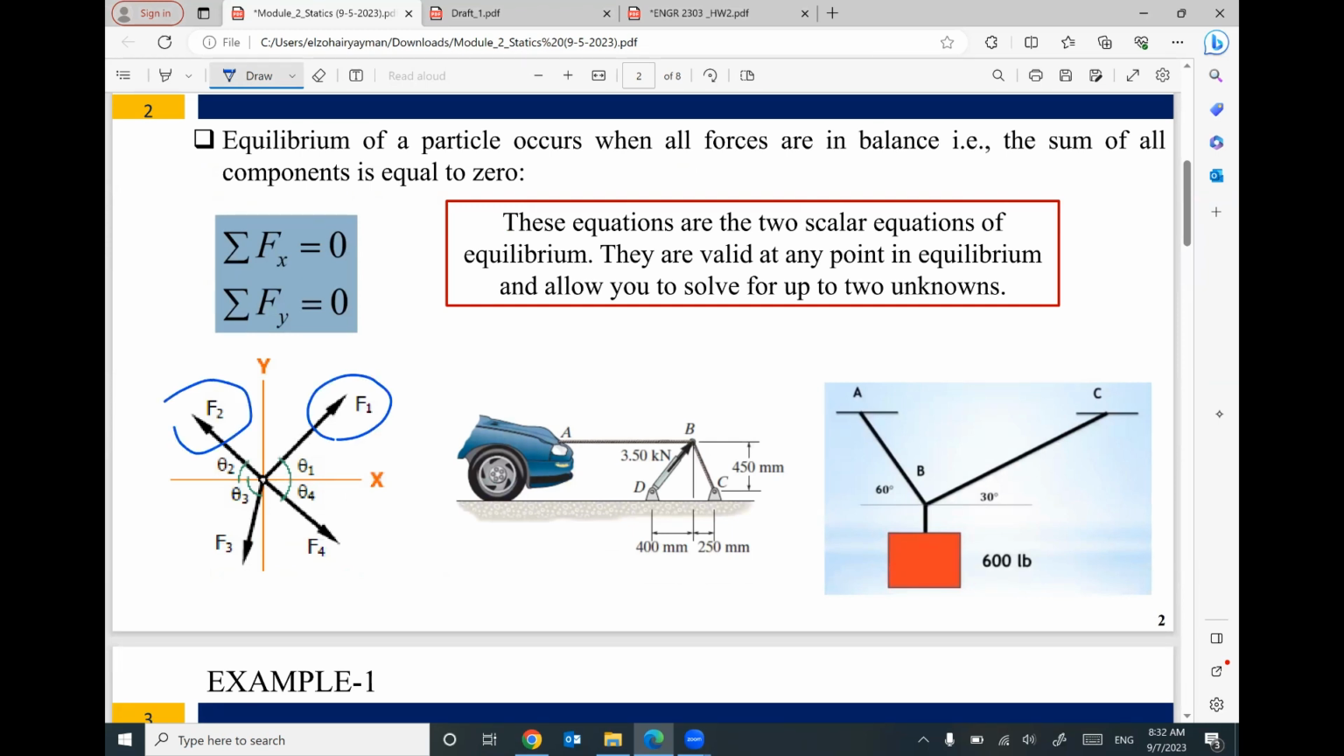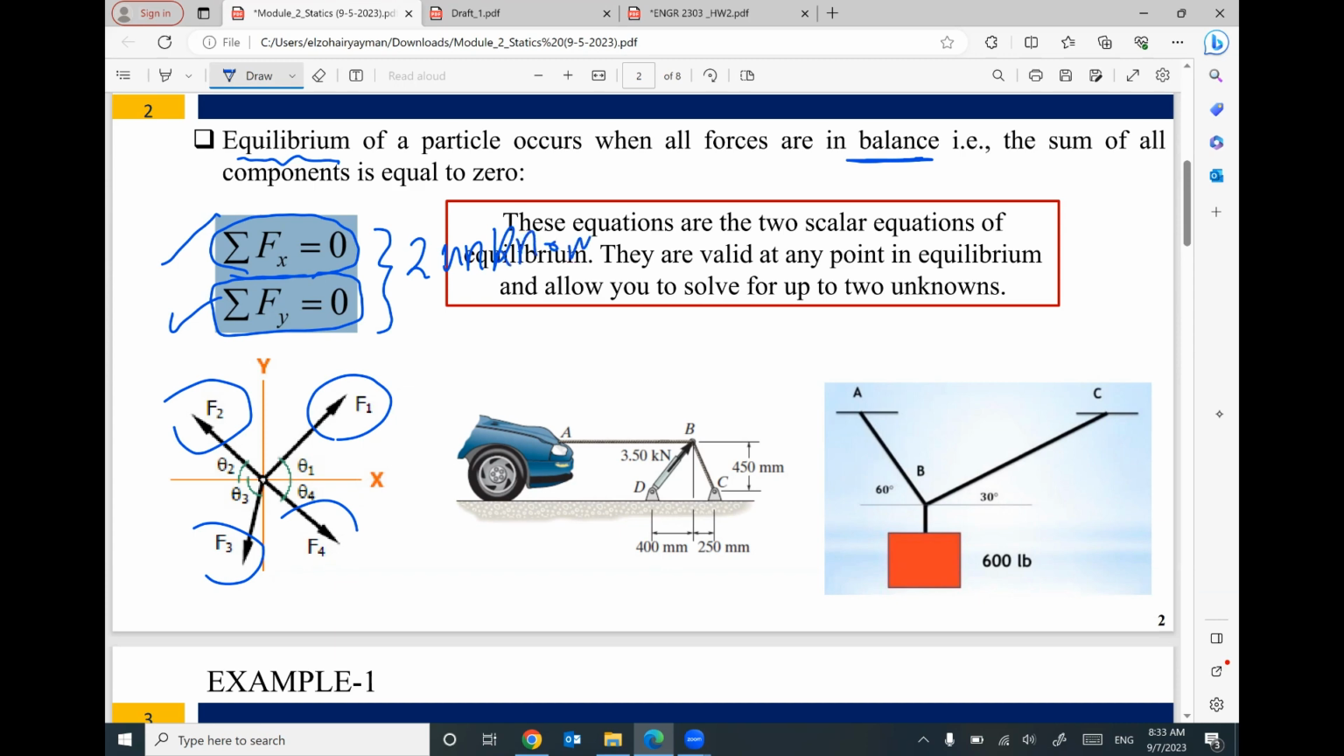many forces, concurrent forces, and these forces are in equilibrium or in balance, I can say the summation of all x components of these forces equals 0. Summation of all y components of these forces equals 0. And these two equations are called equilibrium equations. And these two equations can solve up to 2 unknowns.